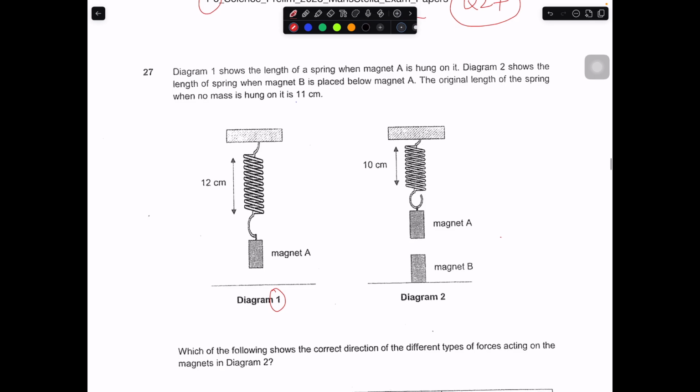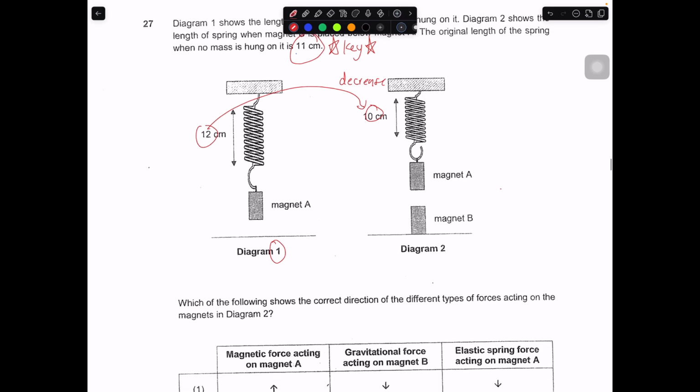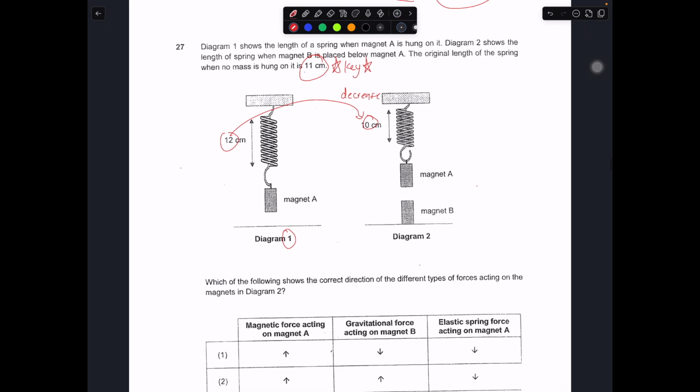Diagram 2 shows the length of the spring when magnet B is placed below magnet A. So you can see the length actually decreases. It becomes shorter, right? So the original length of the spring when no mass is hung on it is 11. This is the key. This will tell you the elastic spring force acting on magnet A. If you read carefully about this 11, what does it mean?